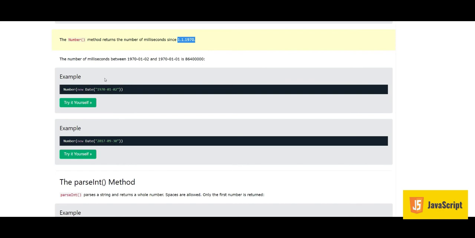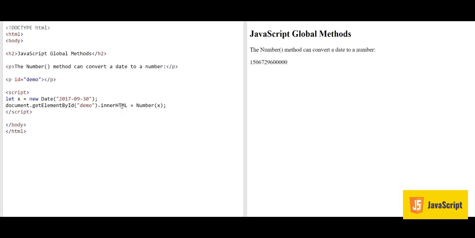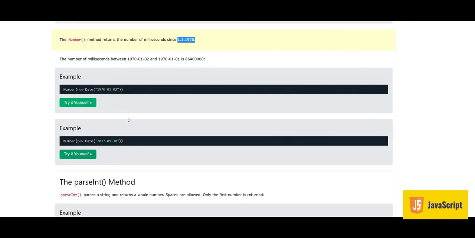Okay, right. So if we apply this to new Date 2017, you can see here we have 1506 billion milliseconds, up to 2017. Oh my god, it's quite interesting.